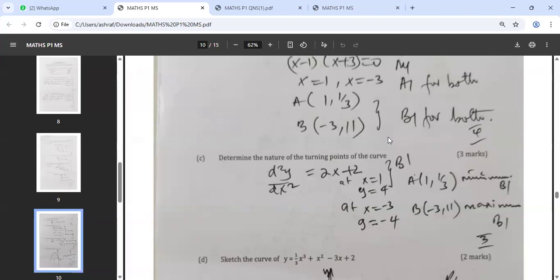So we already know the turning points and their nature. Let's find the x and the y-intercept of the curve. What is the x-intercept? Yes, APPS. Y-intercept is 2. Yes, the y-intercept is 2. What is the x-intercept?